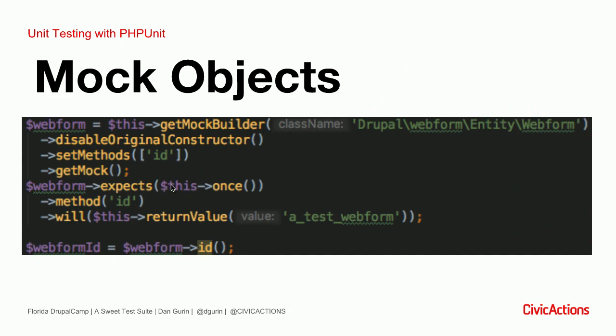And then you set expect here is the matcher. There are some different matchers that you can look up, but after that you will say the method that you want and the return value that it's expecting, and there you have web form ID of a test web form, and you're good to go.